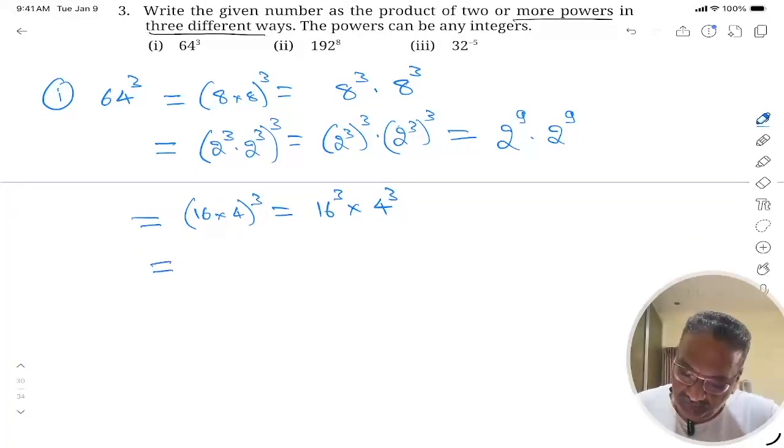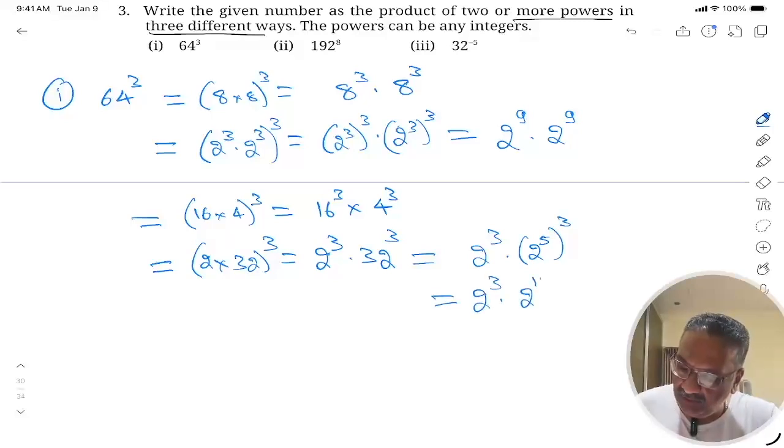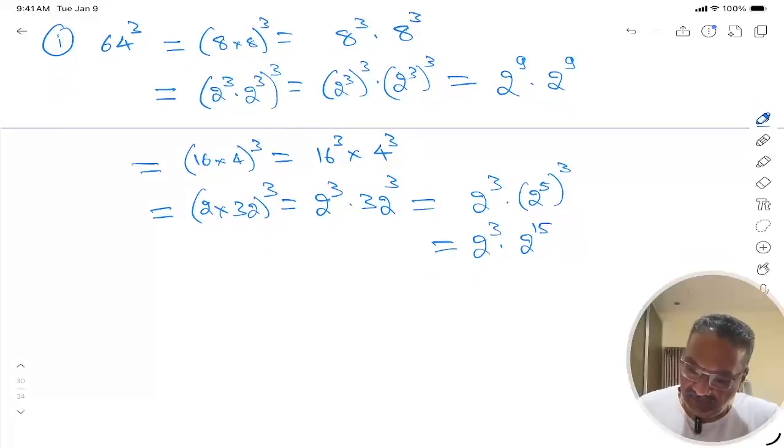Then we have 2 into 32 cube, which is equal to 2 cube into 32 cube. You can also write this as 2 cube into, what is 32? 32 can be written as 2 to the power of 4 will be what? 2 2s are 4, 4 4s 16, 2 to the power of 5. 32 is 2 to the power of 5 to the power of 3. You can write this as 2 cube into 2 to the power of 15. This is another way of writing this. Okay, so different ways we have written.